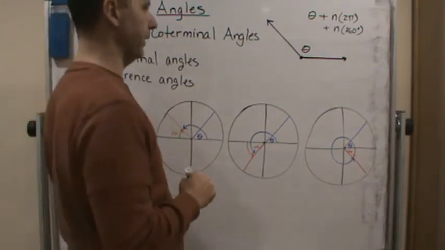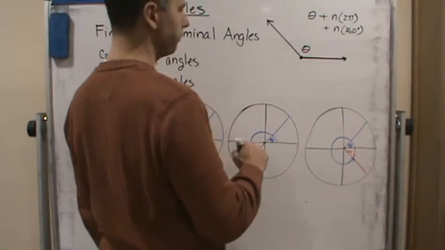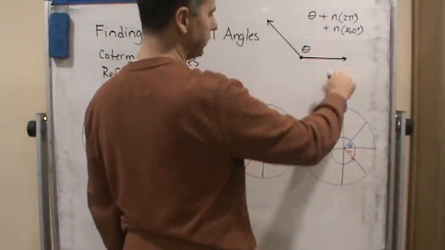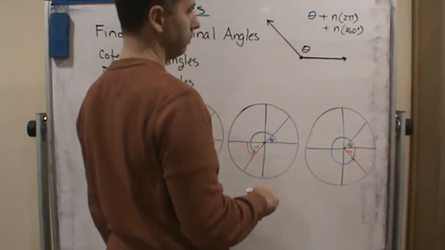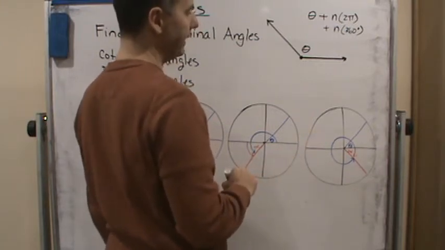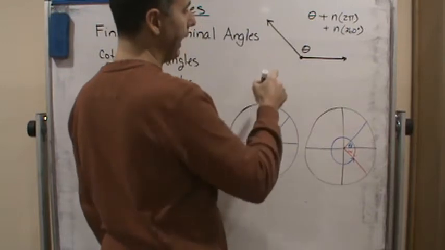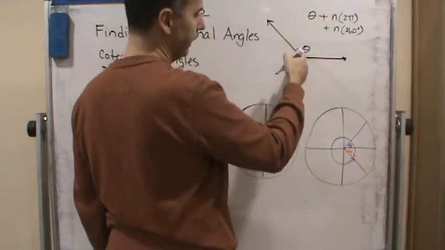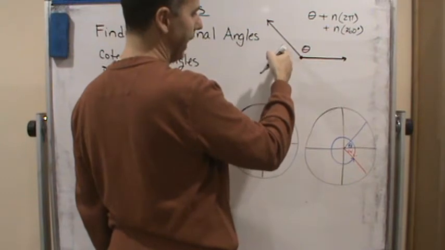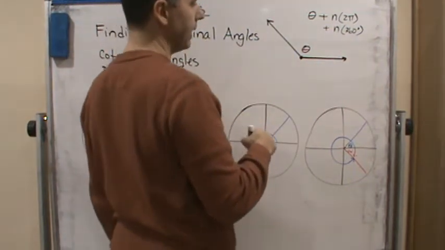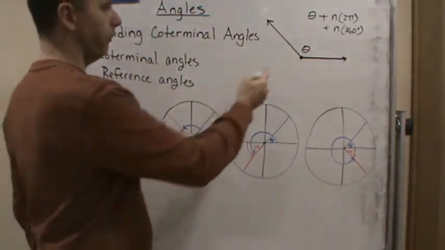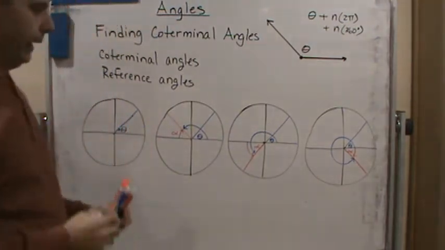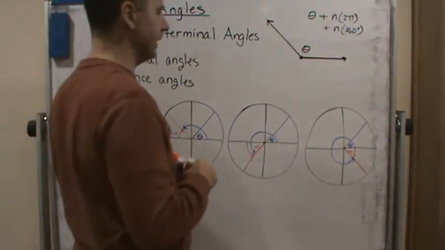How else can I get a coterminal angle? I can subtract 360 degrees from the angle, right? So I can do that. I can take this angle, add 180 degrees, and then take the negative of it, which will flip the ray back over, right? So let's look at an example, okay?